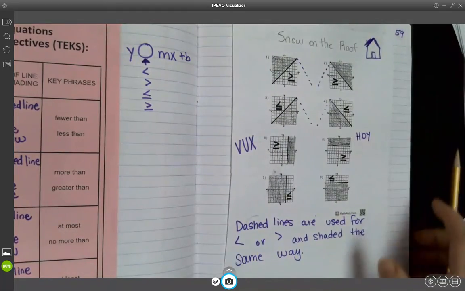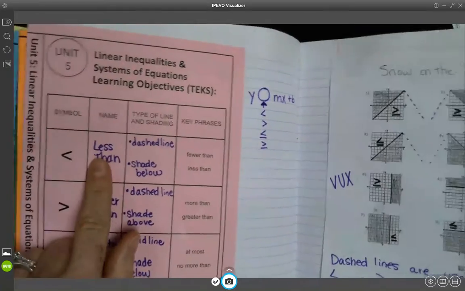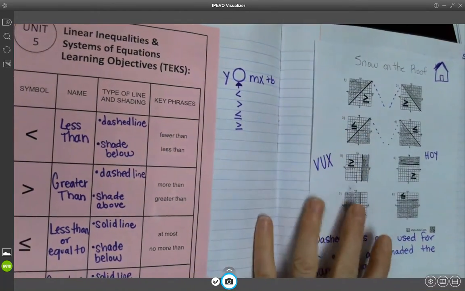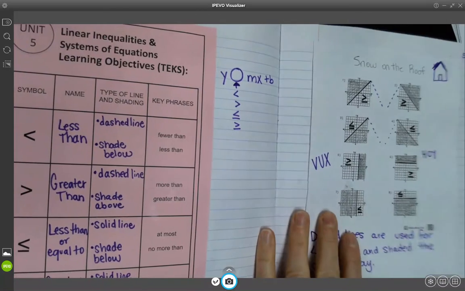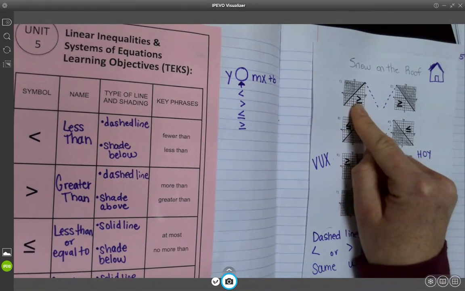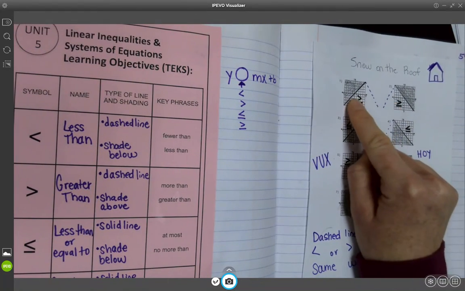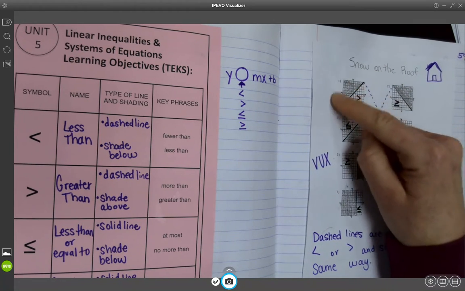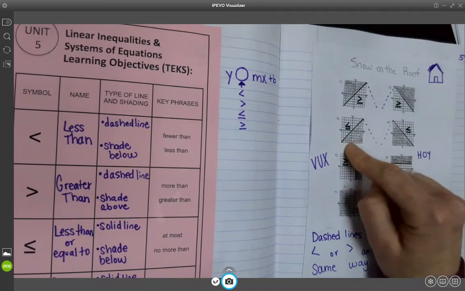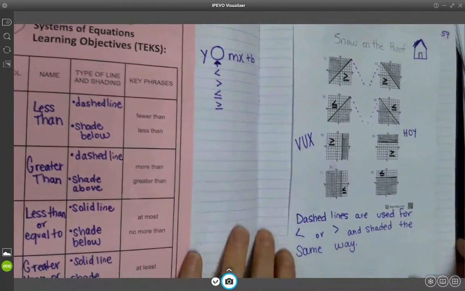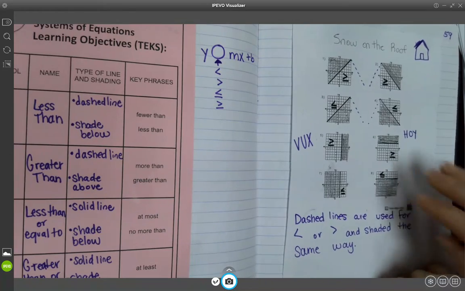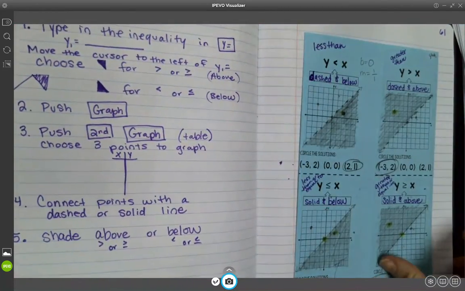Okay, we are going to continue with graphing inequalities. So we are going to use this page of our notes some. And then remembering snow on the roof. So if you are told to shade above because it's greater than, you think about the line as part of the roof and you shade it above on the roof. Less than, you shade below. Then we have vertical and horizontal. Okay, so you can always look back at these.